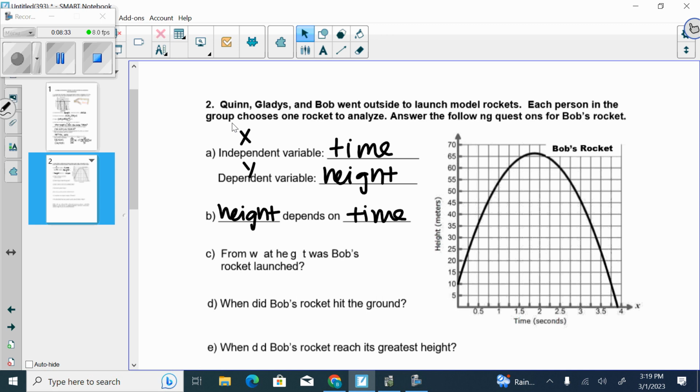All right, so then part C says, from what height was Bob's rocket launched? So launched is where it starts at, right? So how high off the ground did this thing start at? 10, yeah, right here. That's where it starts at. So it started at a height of 10, and this is in meters. So it starts at a height of 10 meters. Okay. They asked, when did Bob's rocket hit the ground? So it hits the ground when it lands all the way over here, right? Almost 4 whole seconds, yes. So just under 4 seconds.